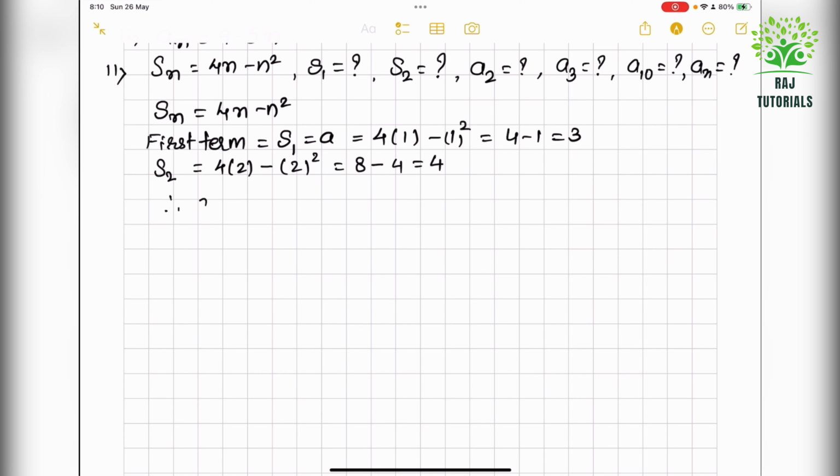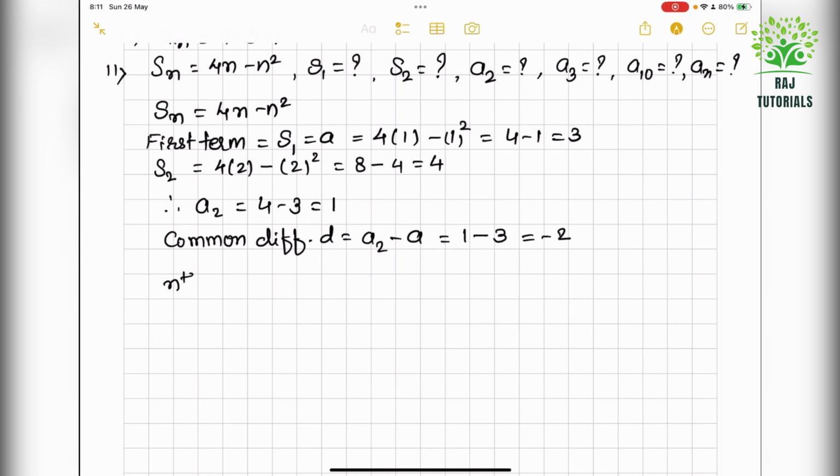So therefore A2 will be 4 minus 3, sum of two terms minus sum of one term. So A2 is 1. Now common difference, D will be A2 minus A. So that will be 1 minus 3. So that is minus 2.